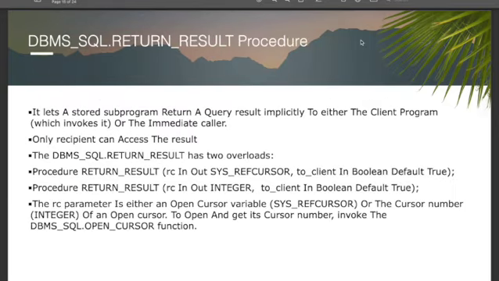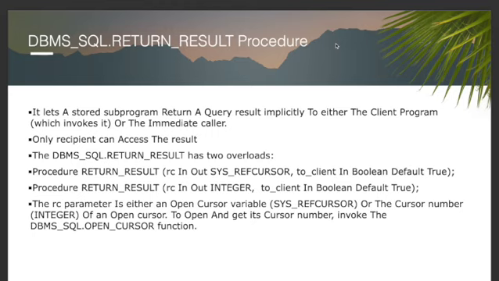DBMS_SQL.RETURN_RESULT procedure. The DBMS_SQL.RETURN_RESULT procedure lets a stored subprogram return a query result implicitly to either the client program, which invokes the subprogram indirectly, or the immediate caller of the subprogram. After DBMS_SQL.RETURN_RESULT returns the result, only the recipient can access it.